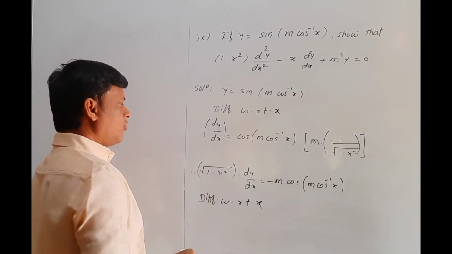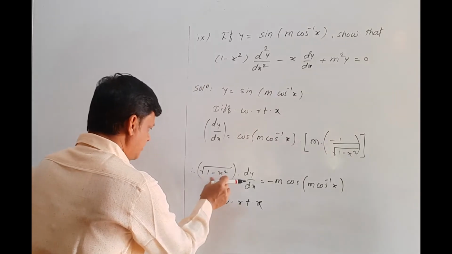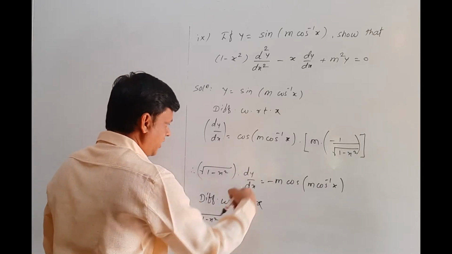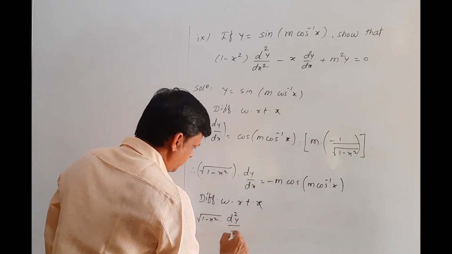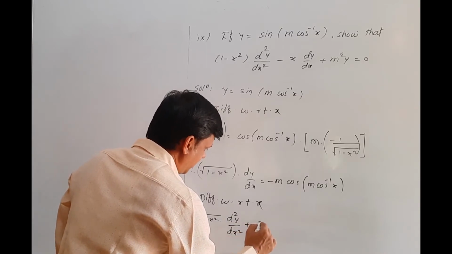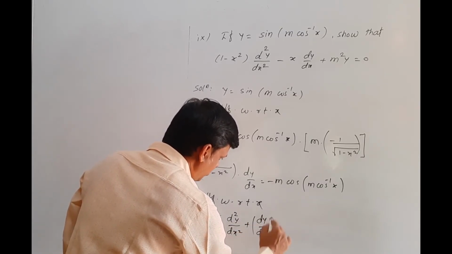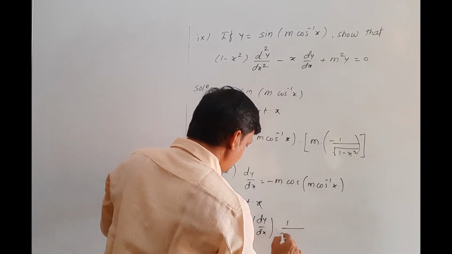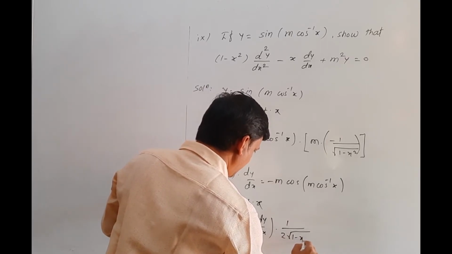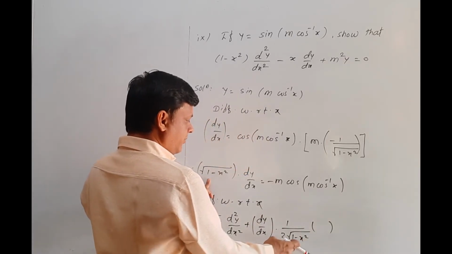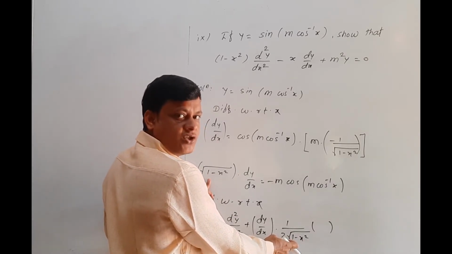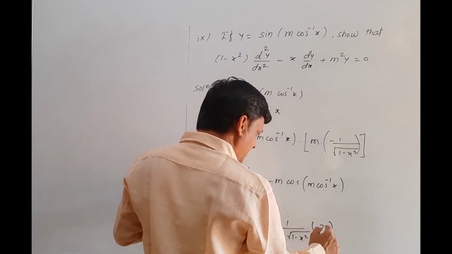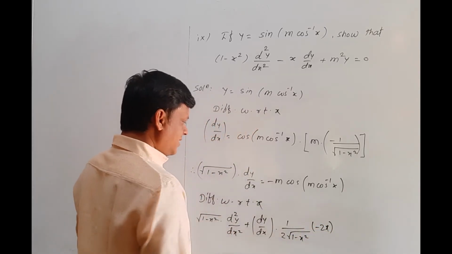Now on the left hand side we have to apply the product rule. So we write the first function, root 1 minus x square as it is, into the derivative of the second. So the derivative of dy by dx, we write d2y by dx2, plus the second function, that is dy by dx, into the derivative of the first. So here, the derivative of root, we write 1 upon 2 root 1 minus x square into the derivative of 1 minus x square. The derivative of 1 is 0. The derivative of x square is twice x. So 0 minus twice x, we get minus twice x as the derivative of this 1 minus x square.